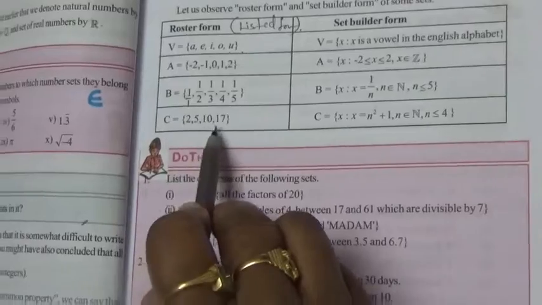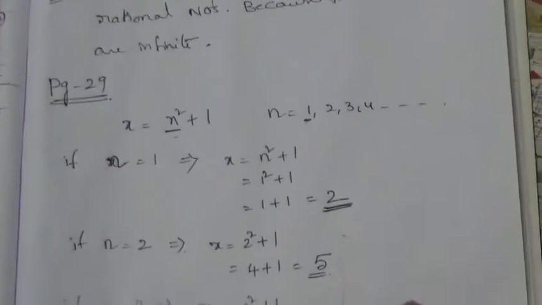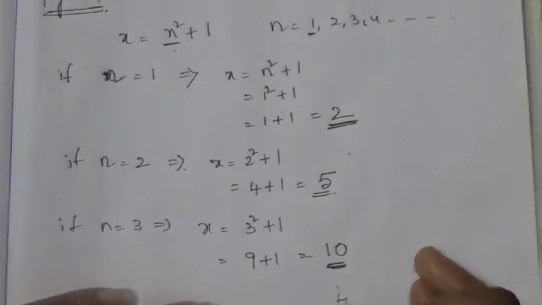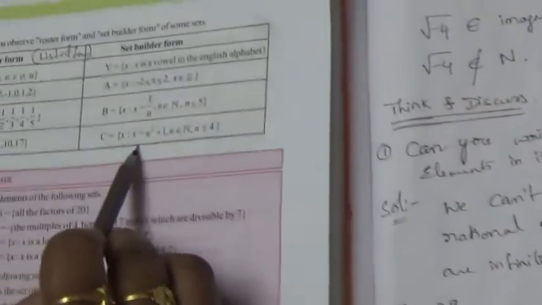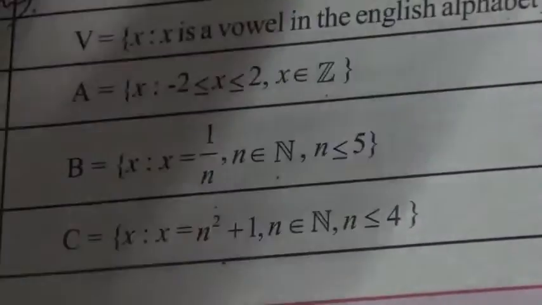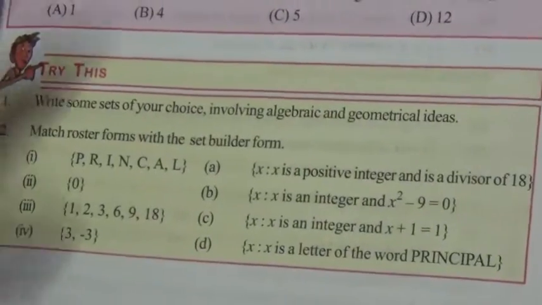Here also in the answer we got these numbers: 2, 5, 10 and next we get 17. That's why he took the set builder form, x equals n squared plus 1, which is the formula used to get this set, where n belongs to natural numbers and n is less than or equal to 4. I think you understand this form, this box. By using the knowledge of this box, we can do the sums. Okay, next we will continue.